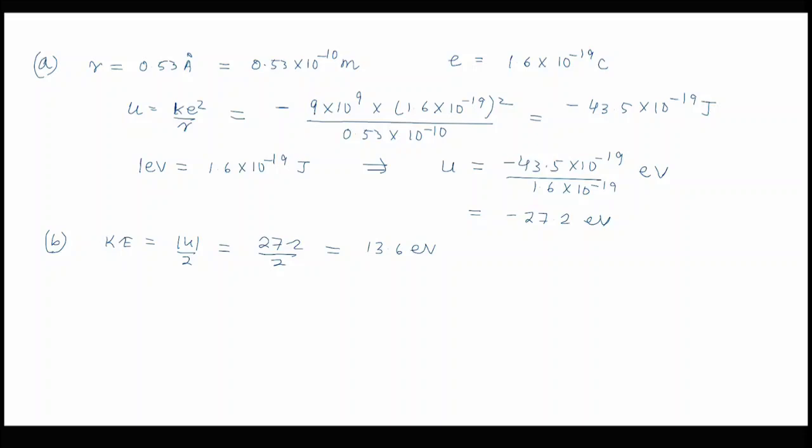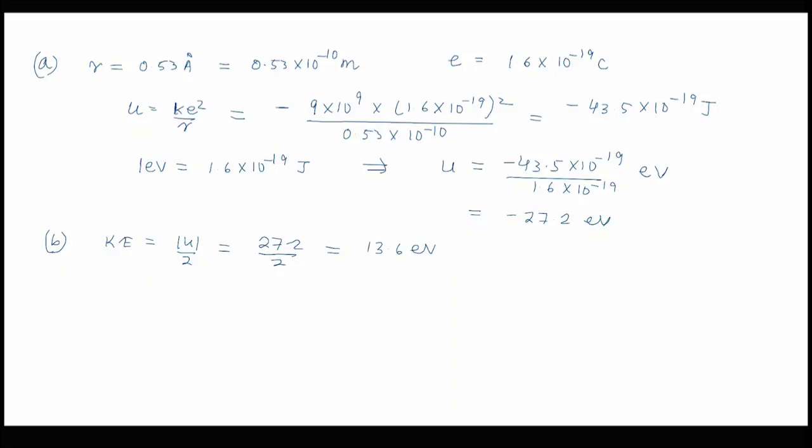Now in the third part, the question is saying that the zero of the potential energy mark is taken at 1.06 angstrom. So how is it going to affect our answers? The value of kinetic energy is not going to be affected because it is equal to half mv square, and since there is no relative velocity involved, the kinetic energy remains unaltered, which is equal to 13.6 electron volt.